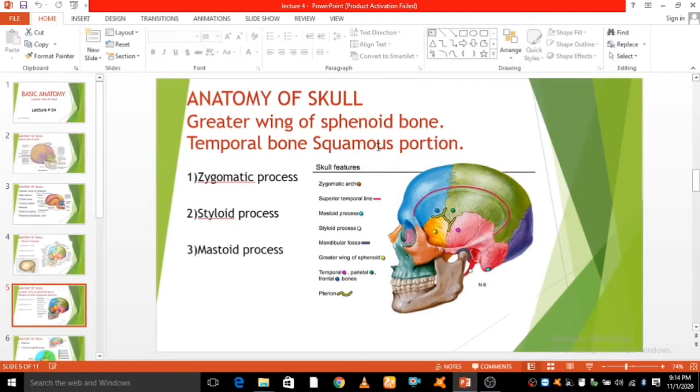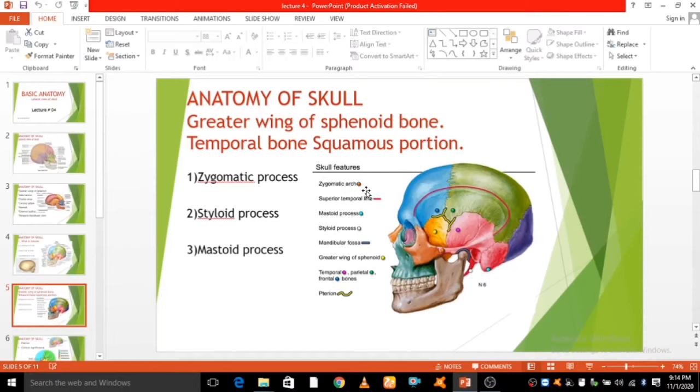Temporal bone, squamous portion. This is the largest part of the temporal bone. It is flat and plate-like, located superiorly. The outer facing surface of the squamous bone is convex in shape, forming part of the temporal fossa.